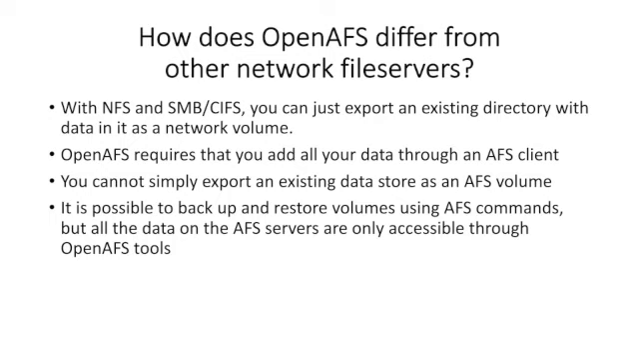So AFS differs from other kinds of network file servers, such as NFS and SMB. With those, you can just export an existing directory on your computer, and it will appear as a network volume. OpenAFS requires that you add all your data to the network share through an AFS client, and you can't just export an existing store as an AFS volume. And also, anytime you want to back up or restore things, you have to use AFS commands. The files that are actually on the AFS servers are really only useful to AFS commands.